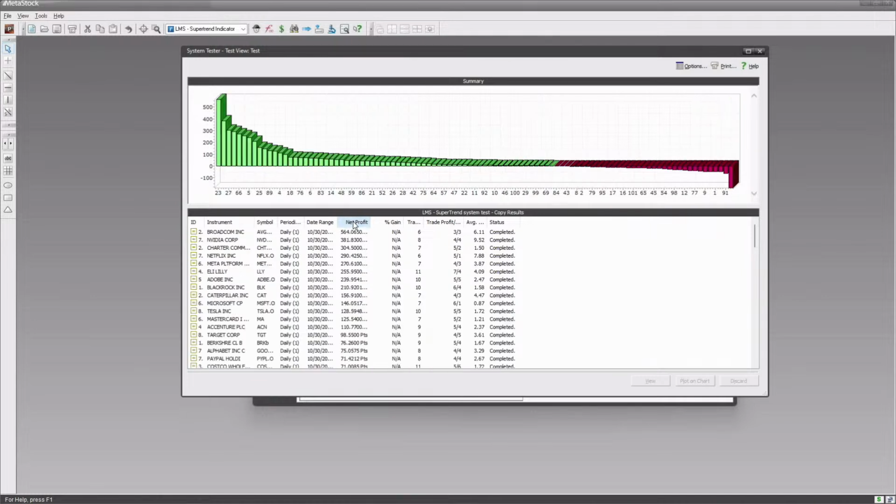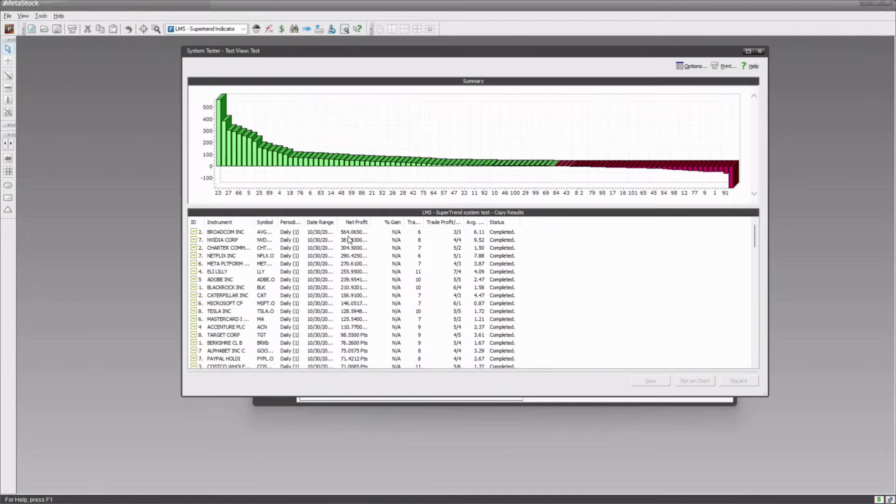All right, so running those same settings on the S&P 100 securities, you can see that the majority of the securities tested profitably. It looks like about 3/4 of them did, and about a quarter of them did not test profitably, right? So I've got the securities sorted here by the net profit, and the one on top right here is Broadcom.